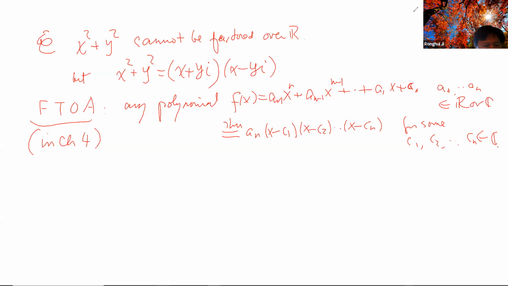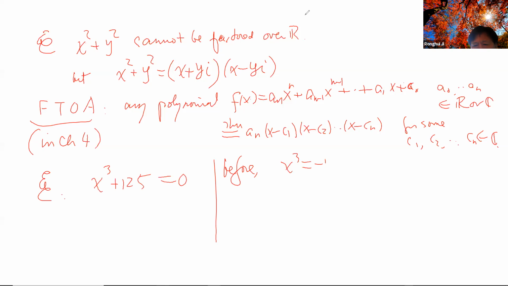Now the reason we want to study complex numbers is because we want to solve equations. For example, if you want to solve x to the third power plus 125 equal to 0, how do I solve this? Before, we could solve x cubed equal to negative 125. We take the cube roots and you get negative 5. Do you agree? That's the way we solved it.